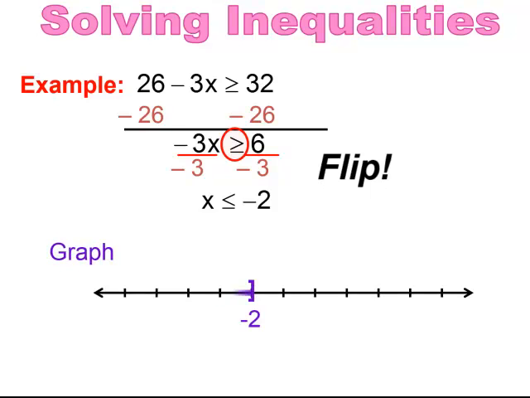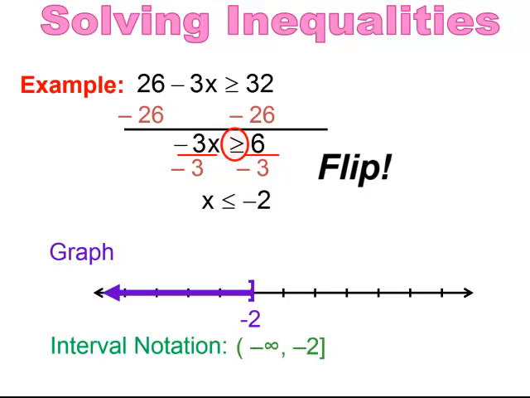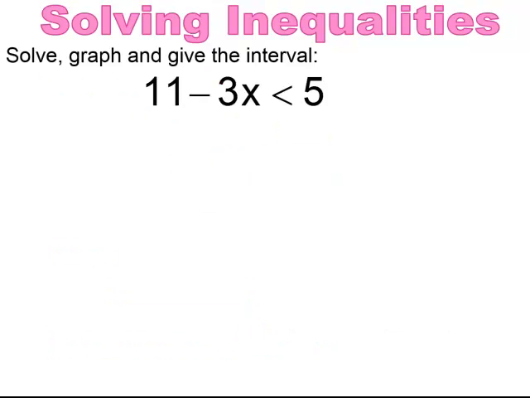And then you would graph the solution, and again, because it's less than or equal to, it's going to be a bracket, and it's getting shaded to the left, and then I write the interval notation. It's going from negative infinity to negative 2, and including negative 2, so I use the bracket. Pause and try.